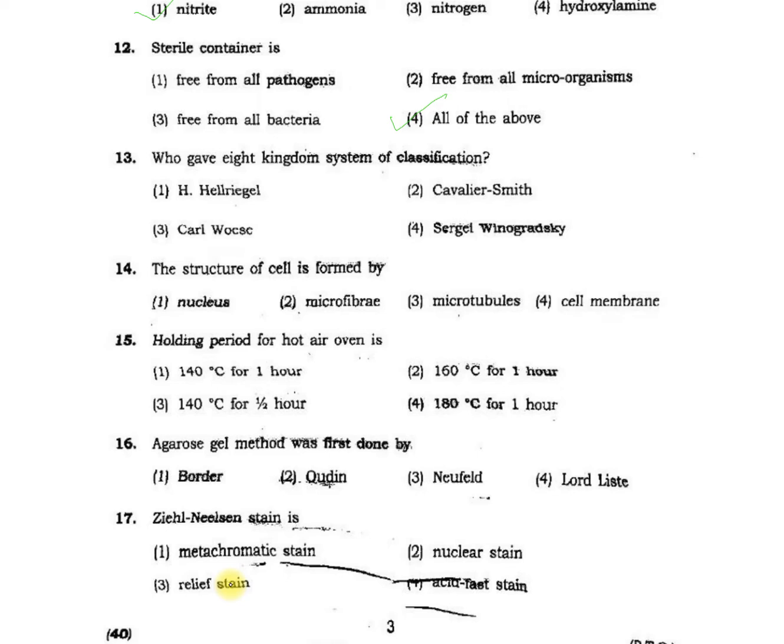Question number 13. Who gave 8 kingdom system of classification? The option 1 is Hellriegel, 2. Cavalier Smith, 3. Carl Woese, 4. Sergei Vinogradsky. The correct one is the option 2, Cavalier Smith.